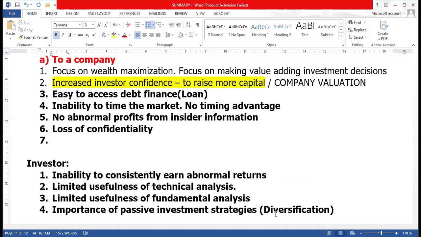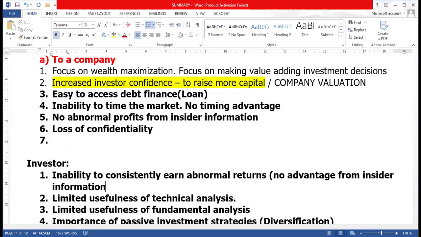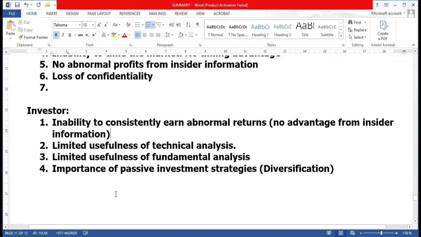All right. What else? There is no advantage from insider information. Sometimes you rely on that to earn abnormal profits. Okay, what else can we add, guys? Do you want to add more points?